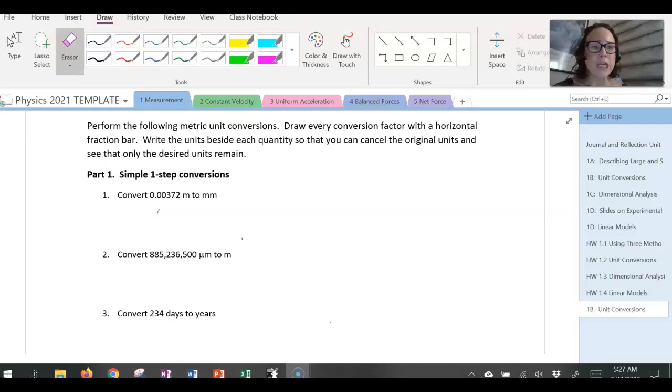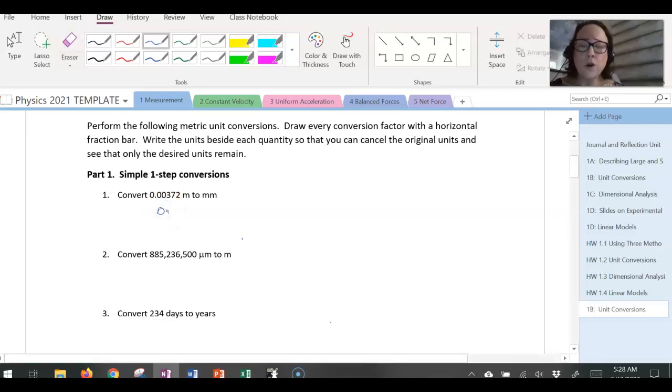This webcast is looking at Worksheet 1B, where we're learning how to do unit conversions. Let's see, I will start with the first problem, where we're given 0.00372 meters. We'd like to know how many millimeters that equals.